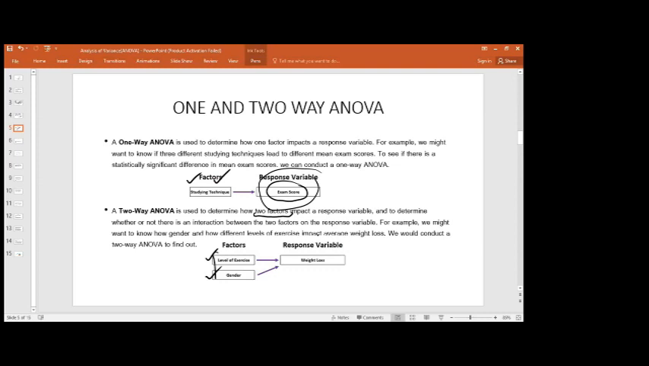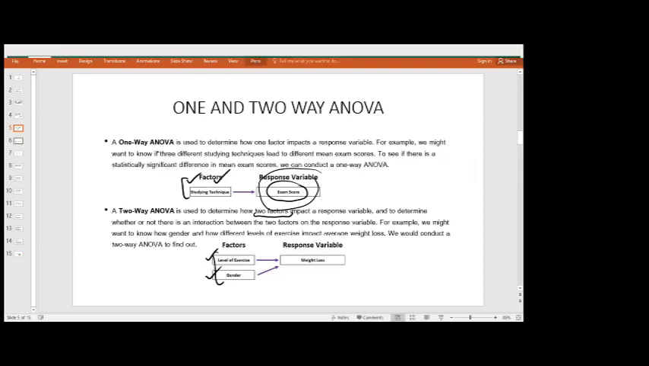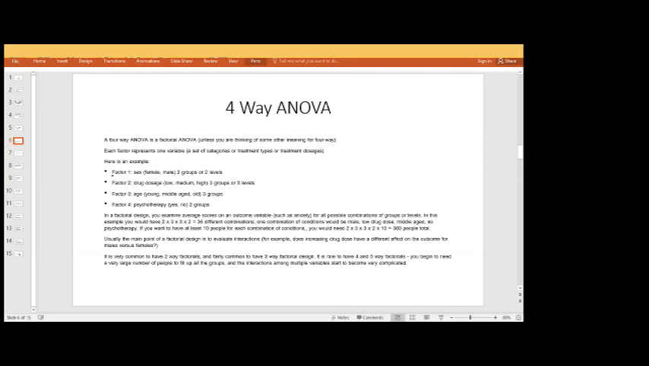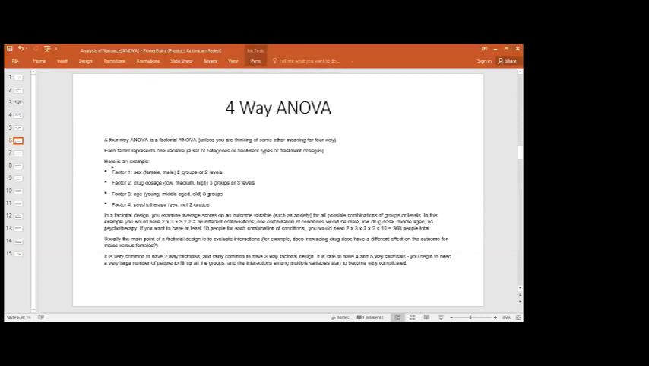So here I am going towards four-way ANOVA. A four-way ANOVA is a factorial ANOVA, unless you are thinking of some other meaning for four-way. Each factor represents one variable, a set of categories, treatment types or treatment dosages. Here is an example. Here we have four factors, so this is four-way ANOVA. Factor one is sex, female or male. Here we divide this factor into two groups or levels.